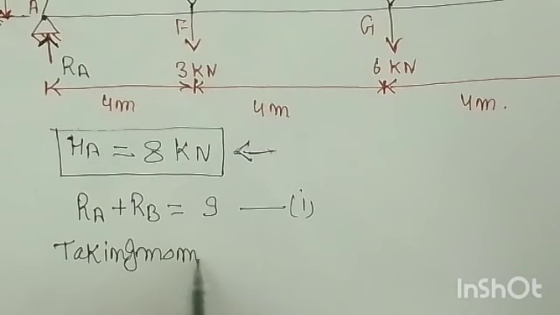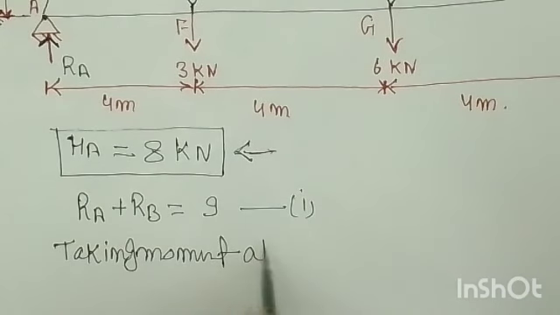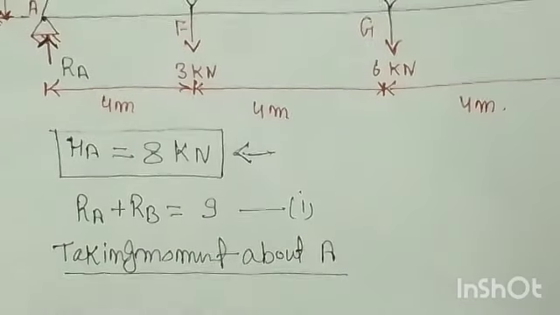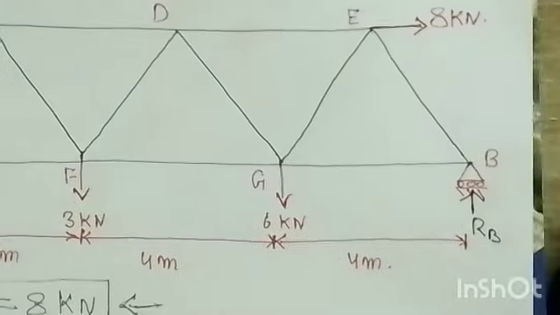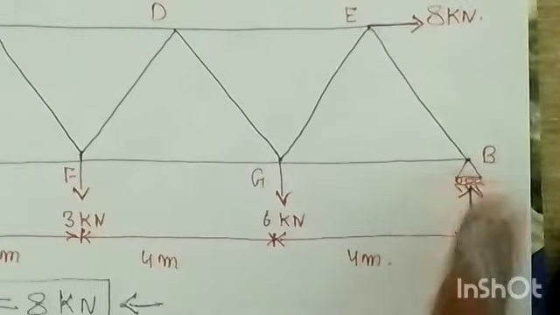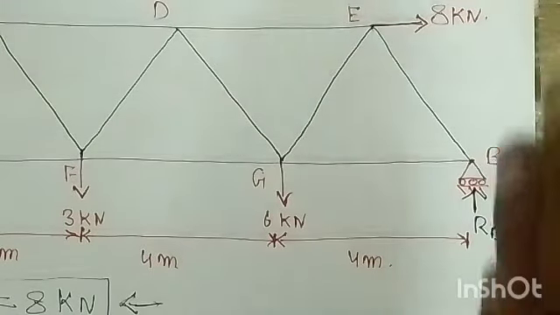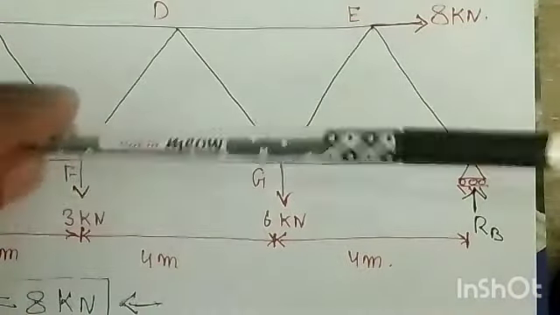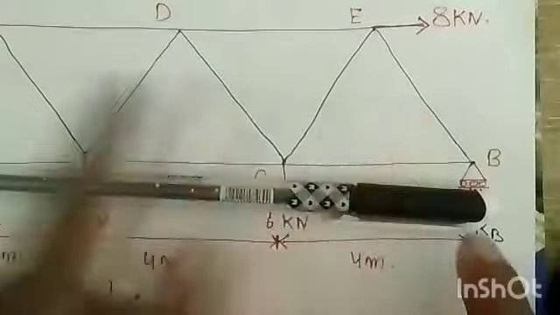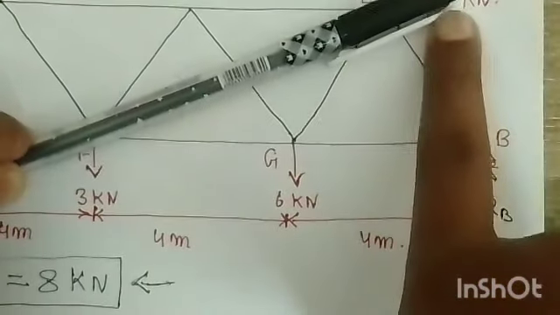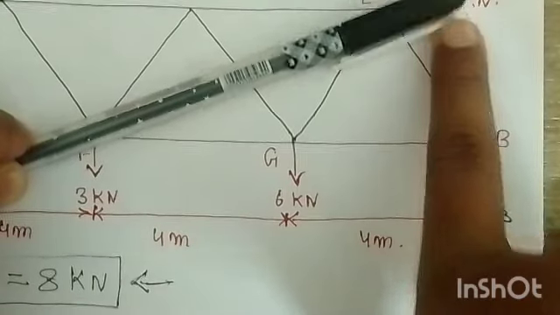moment about A, right? So taking moment about A. When we take the moment about A, what does it mean? I'll show you this RB. RB is acting upward, so the moment will be anti-clockwise, right? It is like this. This is your pen, that is AB, and my finger is the RB. When the force acts, it goes towards the anti-clockwise direction.